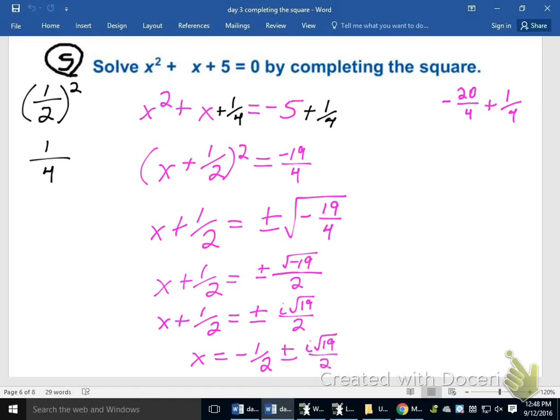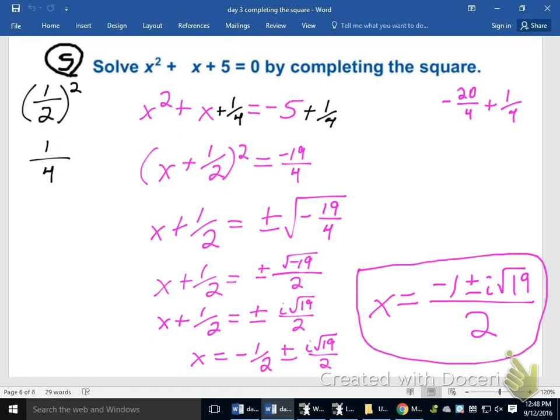And again, I'd like to actually represent that as one fraction. So for my final answer, I have negative 1 plus or minus i root 19 over 2. Because they both had a denominator of 2, and I was able to combine them as such. And now I'm done with my problem. So that's completing the square in a nutshell.